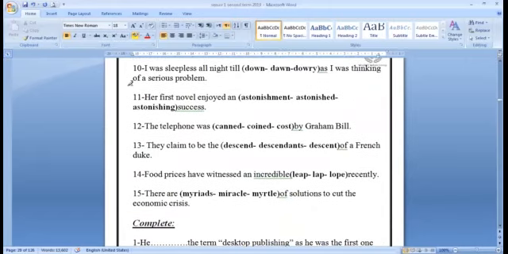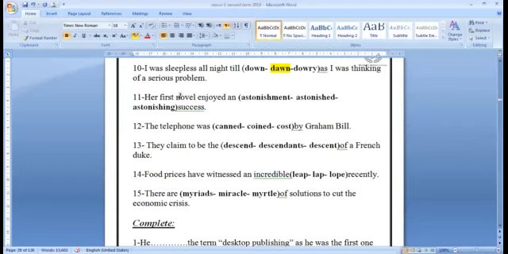Number 10: I was sleepless all night till dawn as I was thinking of a serious problem. Of course the answer is "dawn". Pay attention, it's dawn, not down. "Down" is spelled with an O, but "dawn" is spelled with an A. I was sleepless all night till dawn as I was thinking of a serious problem.